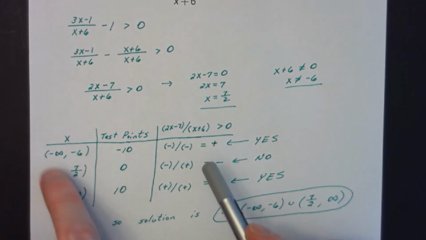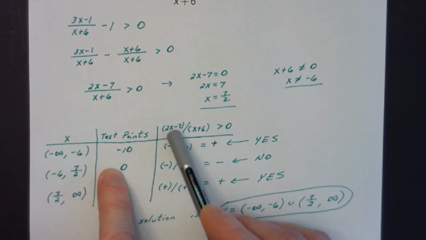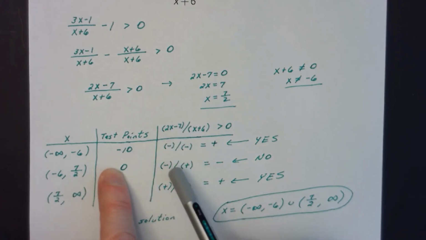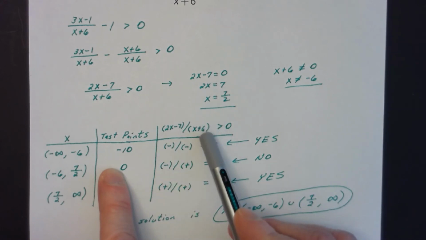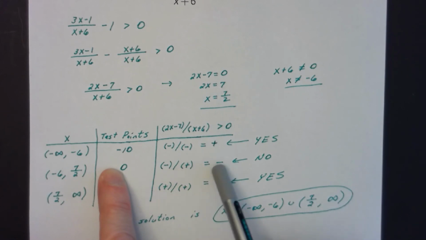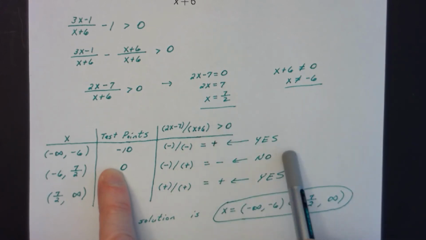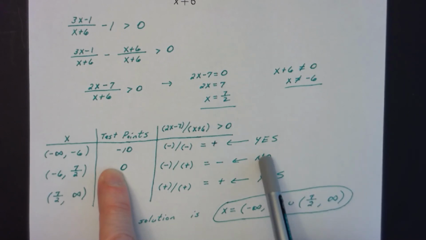Typically, when the first one is a solution, then the second one's not. Don't take that for granted, though. You probably need to check it out. When I plug a 0 into the numerator, I get a negative 7. But when I plug a 0 into the denominator, I get a positive 6. I know a negative over a positive is a negative. There's no negative number in existence that's greater than 0, so that region is not a solution.